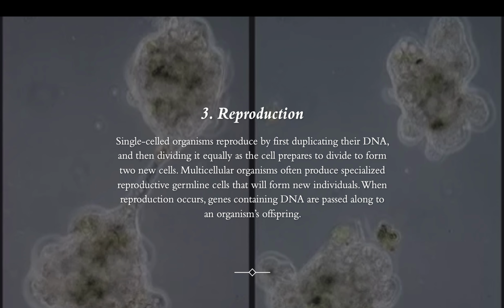Multicellular organisms often reproduce by producing specialized reproductive germline cells, and they form new individuals. When reproduction occurs, genes containing DNA are passed along to an organism's offspring. So that's a very fancy way to give you a very blatant example. Multicellular organisms such as humans produce the egg and the sperm, right? Those would be your reproductive germline cells. They're specialized. They form new individuals, meaning they come together to form a fetus, right? So when reproduction occurs, the genes from mother and father containing their DNA are then passed along to the organism's offspring, that fetus.